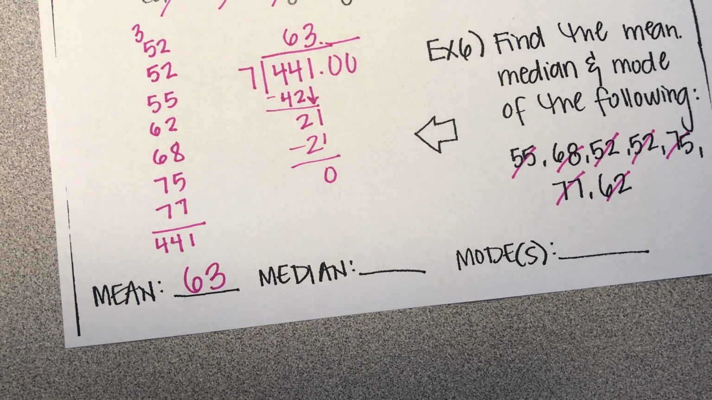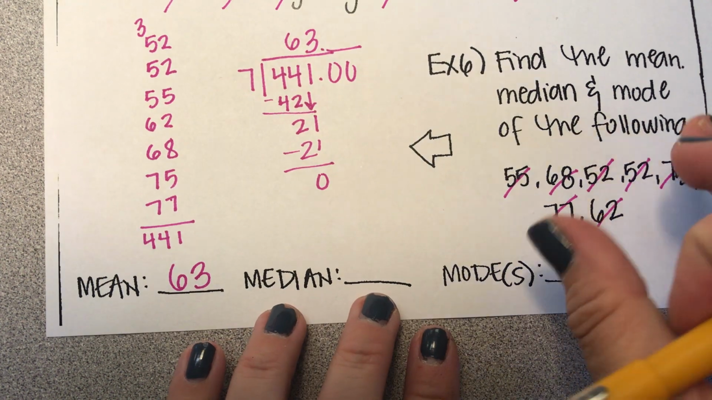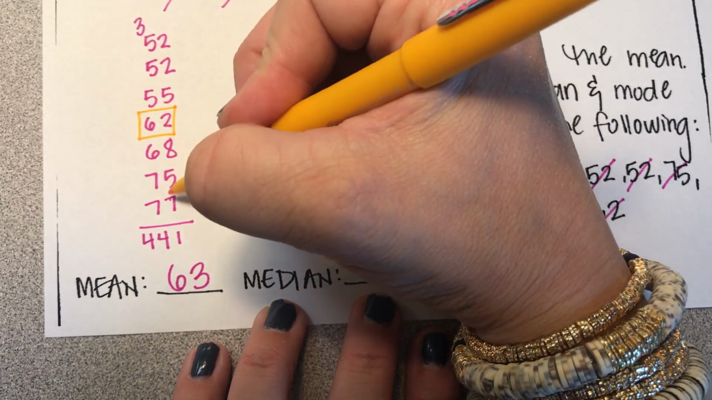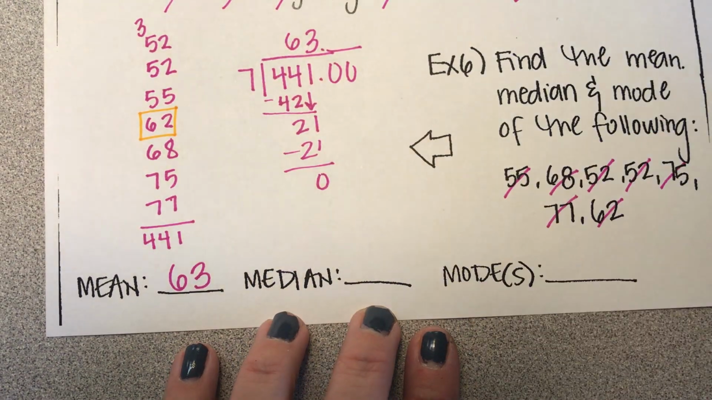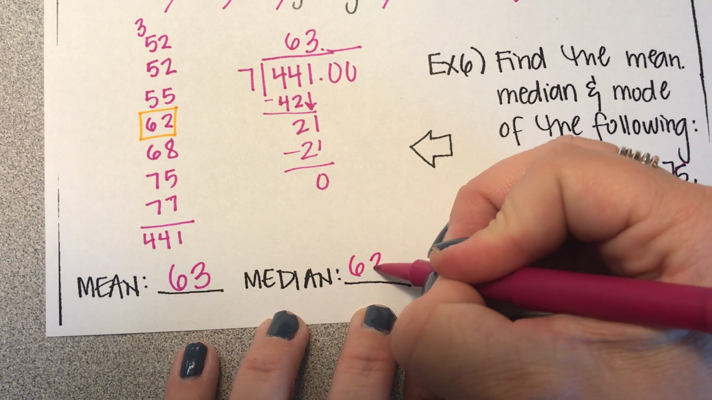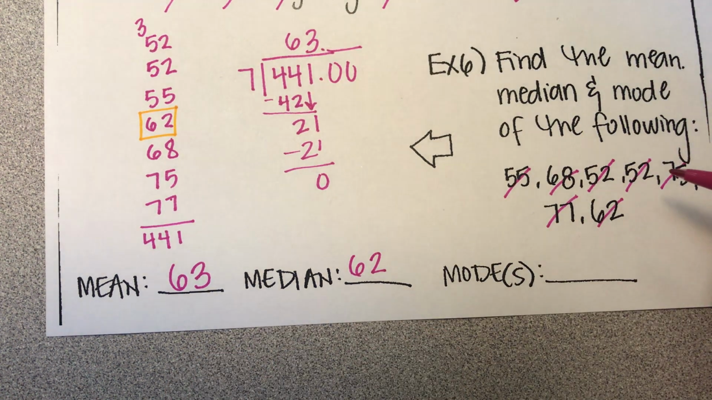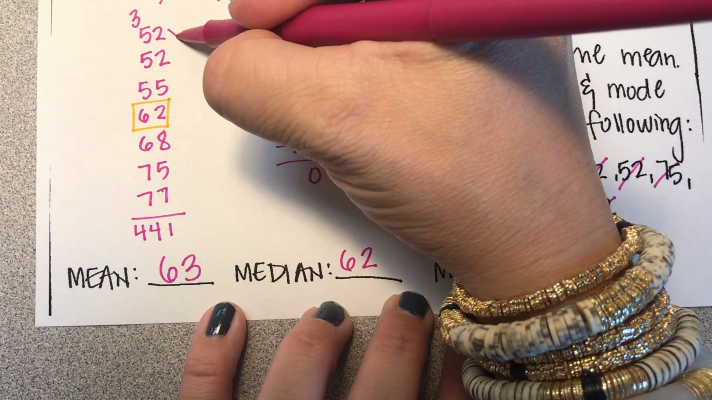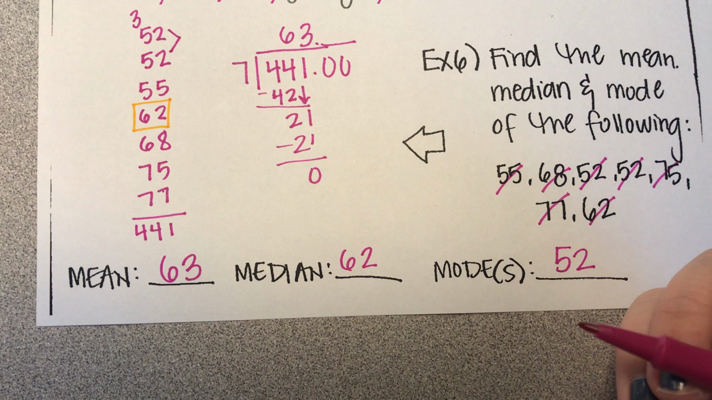Okay, so now when I go to find my median, they're already in order, right? 1, 2, 3, 4, 5, 6, 7. So my median is 62. And is there a mode? Is there one number that happens more than the others? Yes, 52, right? This happens 2 times. So that has to be my mode.